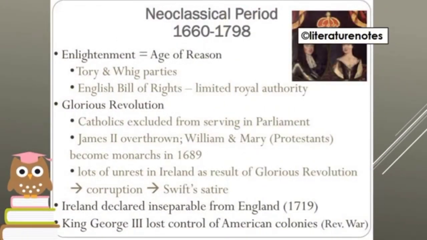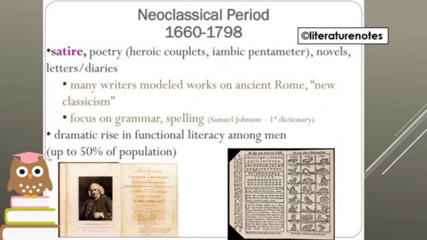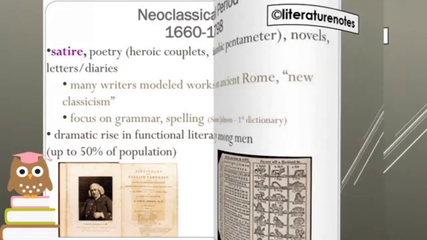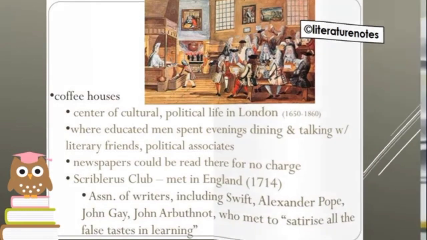So in this period, we are going to see about the Enlightenment, that is the Age of Reason, the Tory and Whig parties, and how the Enlightenment has been royal and revolutionary, and King George III lost his control. How the period has been divided into many writers, model works, and about ancient Rome, how this neoclassicism focused on grammar, spelling, and the population among the men. And you can see the coffee house, which entered the culture and political life in London, where newspapers could be read for no charge, and the subscribable club that is meant in England.